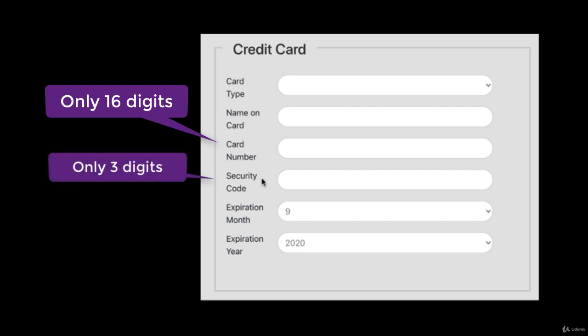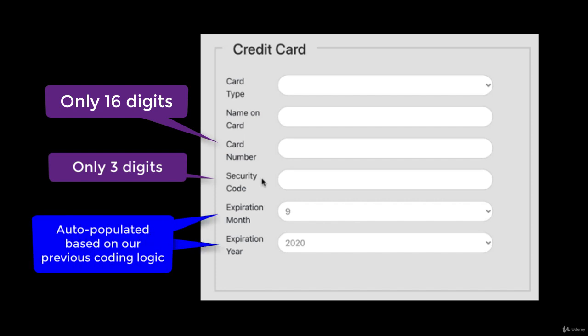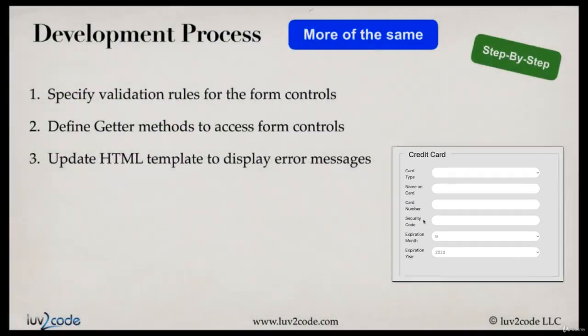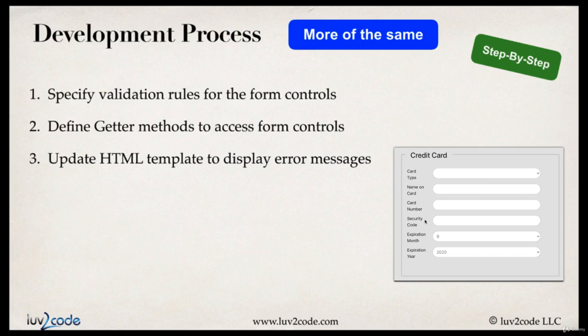And also for the security code, we only want to accept 3 digits. And then the expiration month and year, they're auto-populated based on our previous coding logic. So there's no special validation rules we need to add for this section. So again, just more of the same as far as our development process, and let's go ahead and dive in.